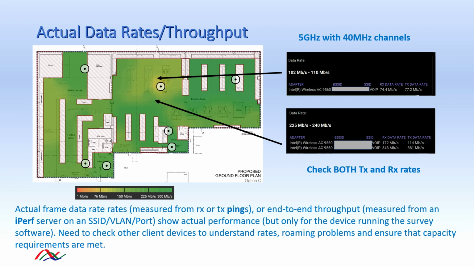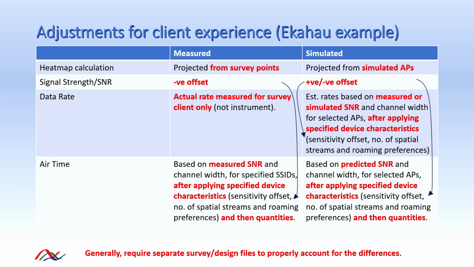Whilst the data rate heat map shows one data rate range, there are actually different transmit and receive rates, and even these rates vary due to roaming. So the surveyor should drill into the data to understand why there are any differences. As an example, I've made a list of how different key design heat maps are calculated and displayed, and the parameters they rely on. This also shows the problems overlaying measured and simulated elements on the same heat map accurately, and why it's best practice to keep them separate.